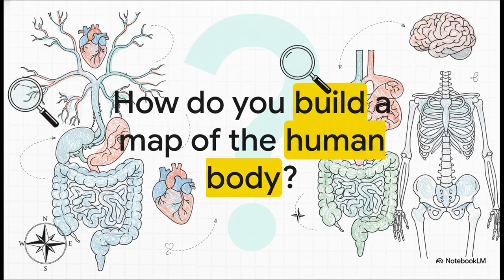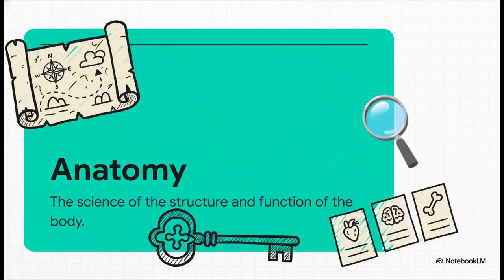Well, like any great expedition, it all starts with learning the language of the land. And the language for our map has a name: anatomy. This is our map's legend, our key. It's the official science that lets us name and understand every single part of ourselves, from the biggest organ all the way down to the tiniest cell.